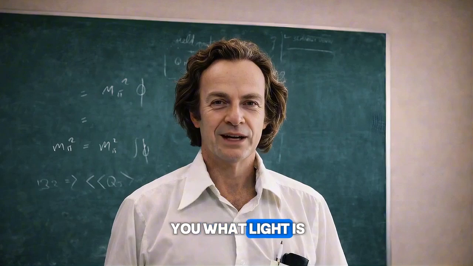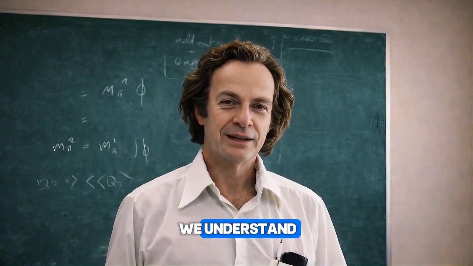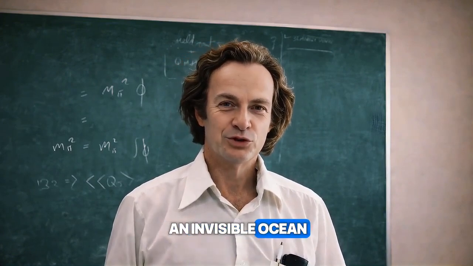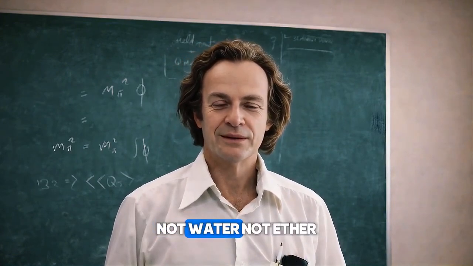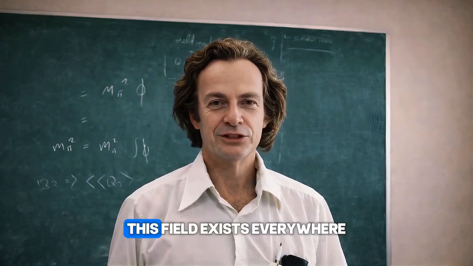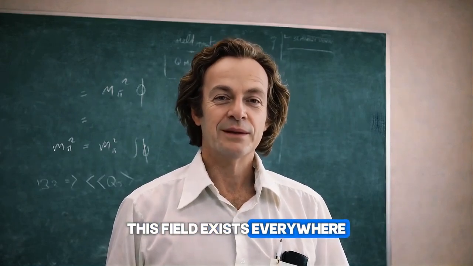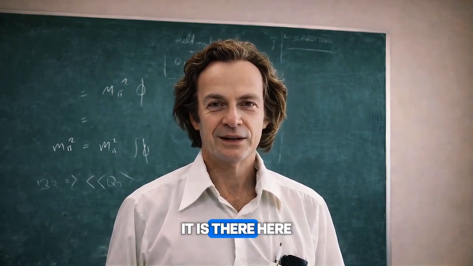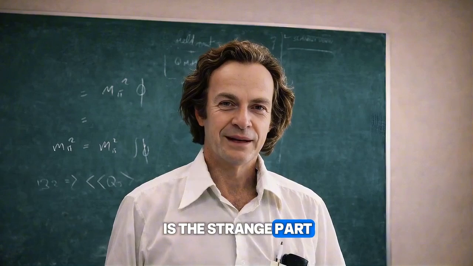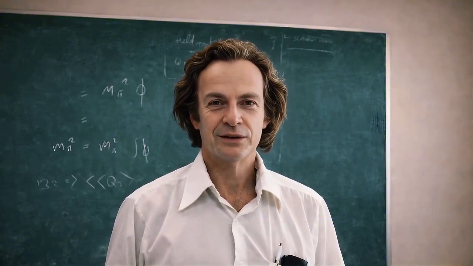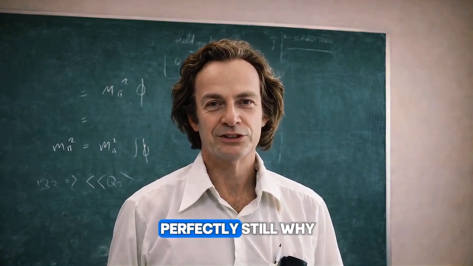Now let me tell you what light is at the deepest level we understand. Imagine that all of space is filled with an invisible ocean, not water, not ether, the electromagnetic field. This field exists everywhere. In the emptiest void between galaxies, it is there. Here is the strange part. Even when there are no photons, even in complete darkness, this ocean is never perfectly still.